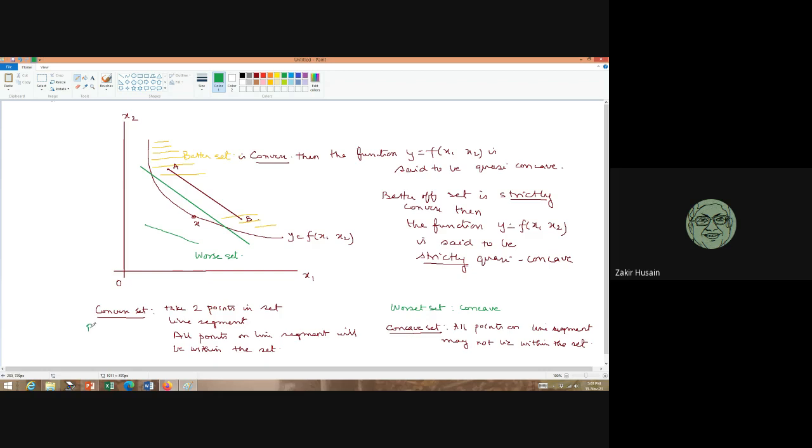And this better set is convex, right? Whichever point you take, these points, take this, take this, all the line segments lie within the set, right? Suppose we have a situation when the better set is convex, then the original function is said to be quasi-concave. So I'll just keep this and then I'll go to a case when this is not true.